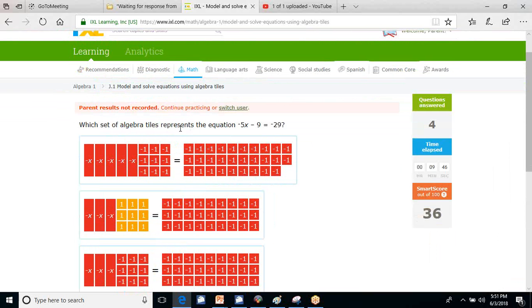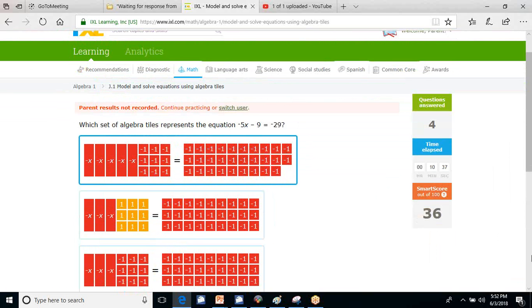All right. So the next one is minus 5x minus 9 equals minus 29. So minus, this is 1, 2, 3, 4, 5. So you have minus 5x minus 9. This is 1, 2, 3, 4, 5, 6, 7, 8, 9. So minus 5x minus 9, that's equal to minus 29. Would 19 be the first one? This is the first one, right?